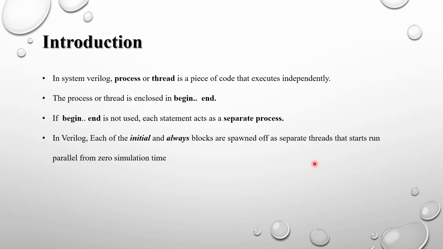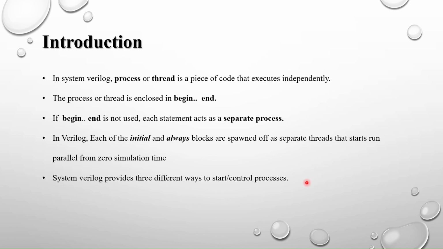In Verilog, each of the initial and always blocks, the procedural blocks, are spawned off as separate threads that start running in parallel from zero simulation time. If we have multiple initial and always blocks, they will be executed parallelly at zero simulation time. But System Verilog provides separate parallel blocks, fork join, fork join any, fork join none. These are all the parallel blocks which System Verilog provides to execute processes parallelly.